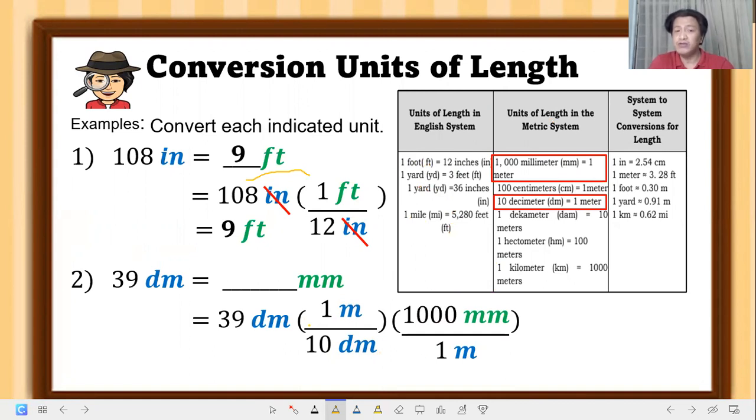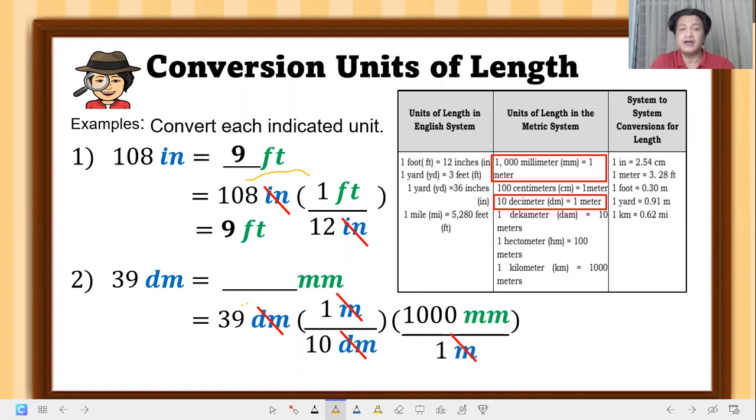over 1 meter. But take note, pag sinet up natin yan, kailangan makakancel natin yung unit. Okay, be careful, pag sinet up natin. Kasi pag nagkabaliktad dyan, you cannot cancel. And therefore, mag-iiba yung value natin. Okay, so you can now cancel the same unit decimeter, also yung meter natin. And therefore, you can now multiply.